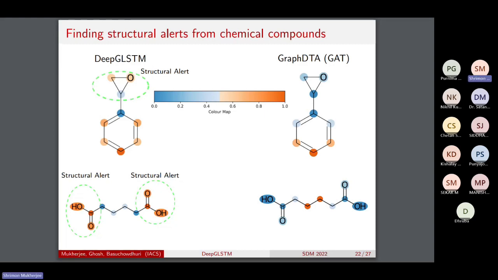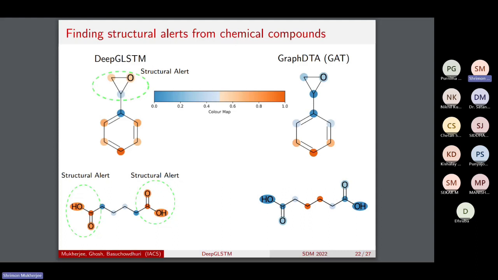To remove that, we have also applied some explainability, that is, we apply a color map, where the higher the color, the higher the weightage our model gives on that node, and the lower the color, the lower the weightage. Here, dark blue means the weightage is low, and dark orange means the weightage is high. This is the baseline model, which is the graph attention network, and this is our architecture, DeepGLSTM. We see that in this part our model gives higher weightage, but the graph attention network gives lower weightage. So from that we can discard this drug, as it can have some structural alert present in it.